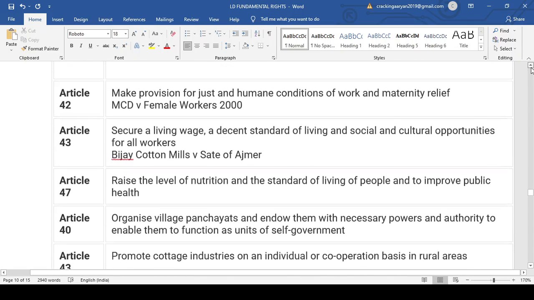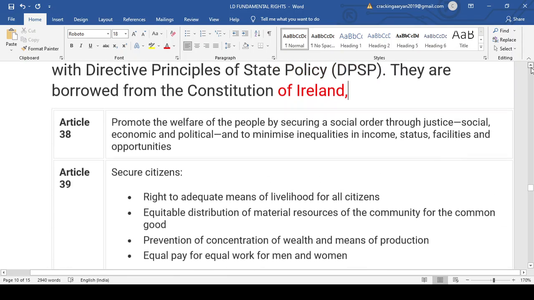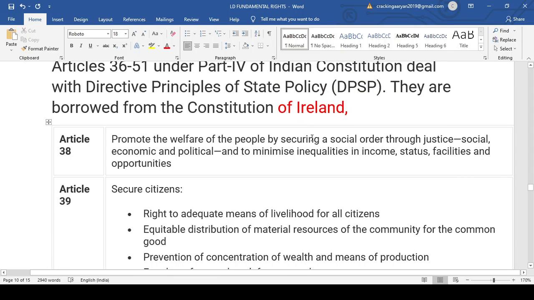So we will be starting with Article 38 of the directive principles of state policy, which tells that the state shall strive to promote the welfare of the people by securing and protecting as effectively as it may a social order in which justice, social, economic, and political shall inform all the institutions of the national life. That means a social order will be secured by the state. That is the promotion of the welfare of the people comes under Article 38. Nothing more you have to know. Just you have to know which article of the directive principles talks about what.